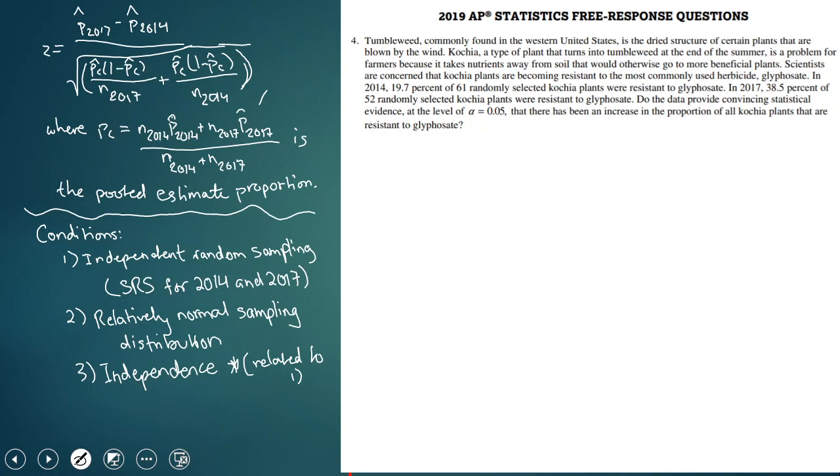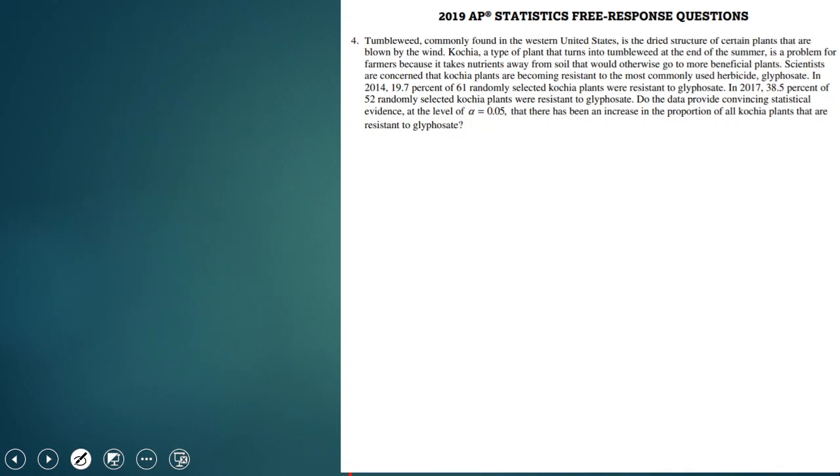Sometimes you would have to use the central limit theorem as well in terms of the sample, so that could be a fourth condition. It's not necessarily explicitly stated though for the test for difference between proportions, but oftentimes you want to check if n, your sample size, is greater than 30. In this case it is, so you could explicitly say that, but I don't recall it being a condition for this particular test.